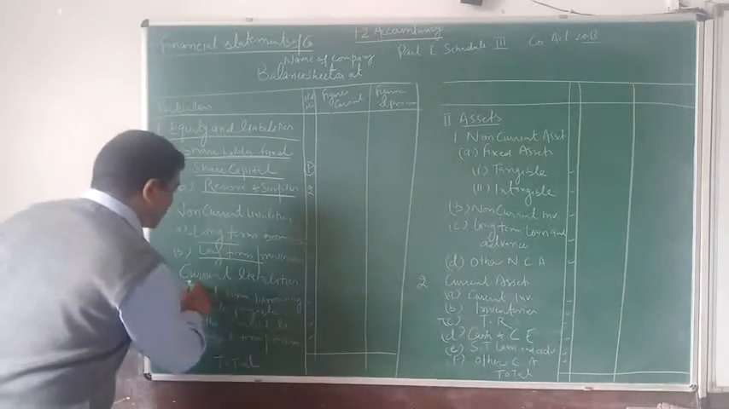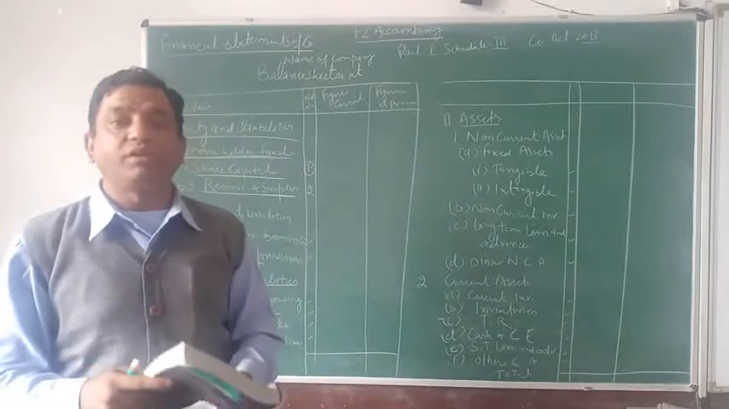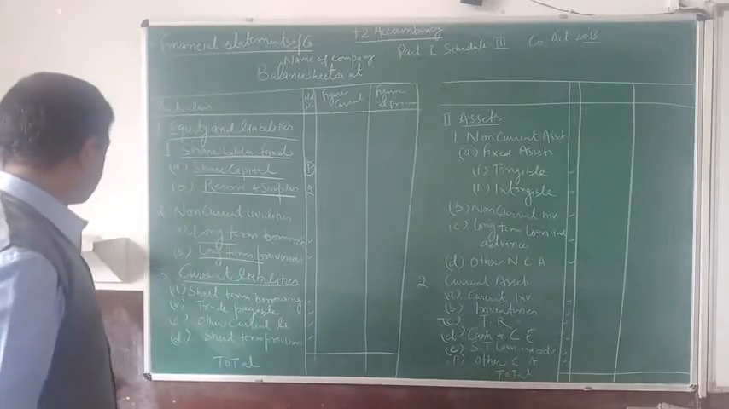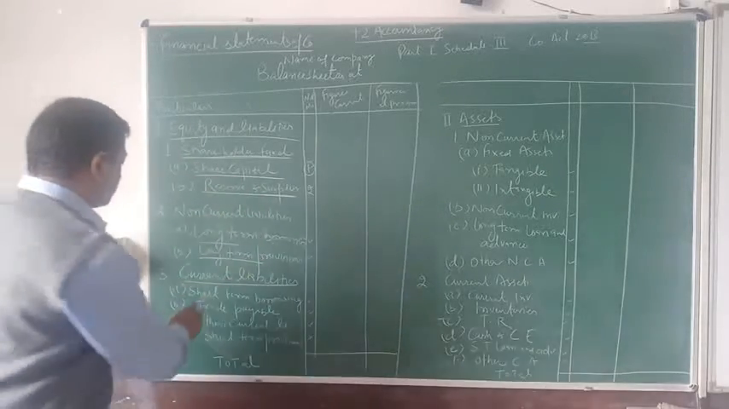Next is current liability, third heading. Current liabilities are those liabilities which we have to pay within 1 year. और इसके यहाँ पर total 4 sub heads हैं. The very first is short term borrowing.